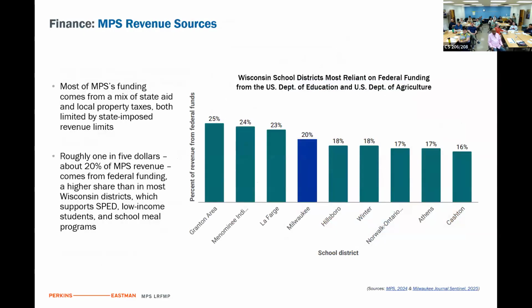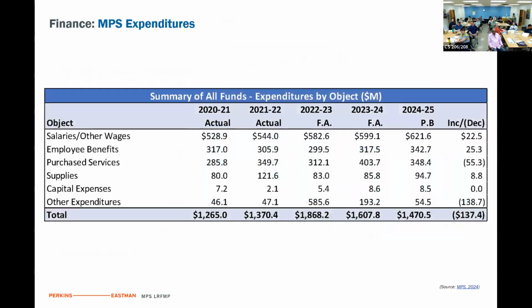Moving on to finance, just thinking about the money component, which is a big challenge when trying to do facility improvements or facility work. About 1 in every $5 of MPS's revenue comes from federal funding. This is the MPS budget. On the far right, you can see the 24-25 budget, which is about 1.5 billion.